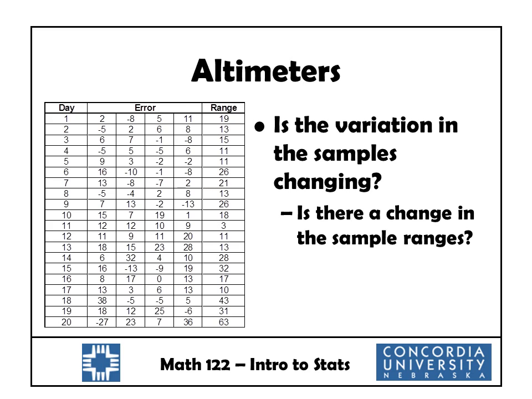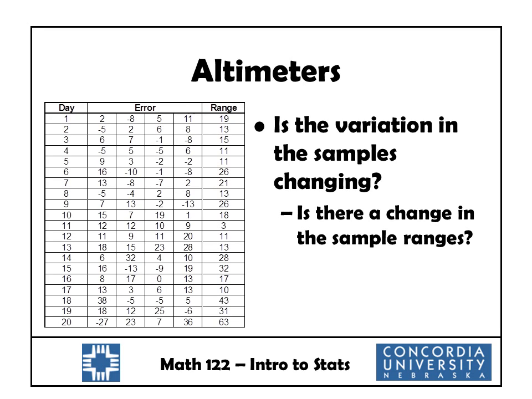So here's our data. On day 1, the first altimeter had an error of 2 feet. That means it read 2 feet too high. The second altimeter had an error of -8, meaning it read 8 feet too low. Third had an error of 5, etc.